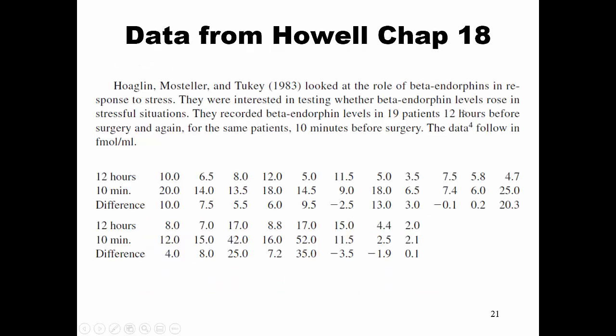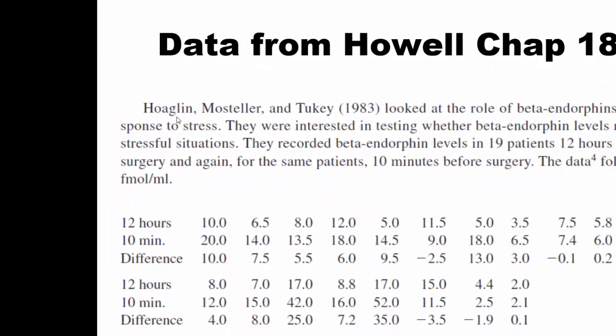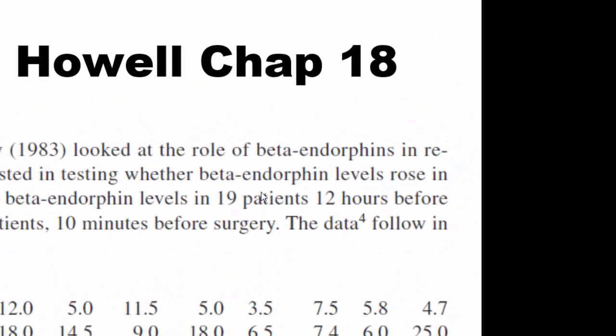I've taken the data from Howell's chapter on this, chapter 18. This is an old study by Hoagland et al., which was looking at, in a very small sample, the role of beta endorphins in relation to stress. So they were interested in testing whether beta endorphin levels rose in stressful situations. They only had a small sample. Back in '83, this was doubtless a very expensive procedure.